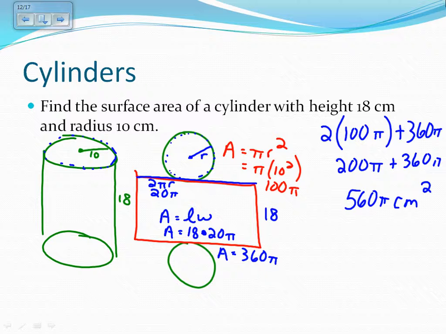Even though it doesn't have the same units, can you multiply 18 and 20? Yes, you can multiply them, you can't add them. So you could multiply 18 and 20, you couldn't add them.